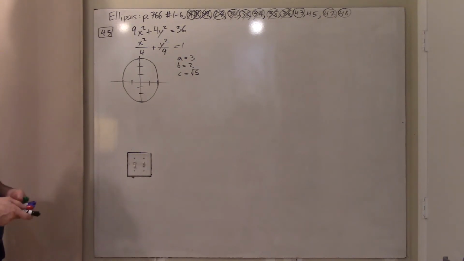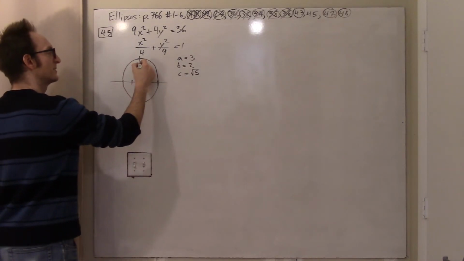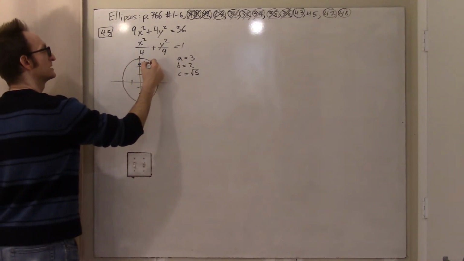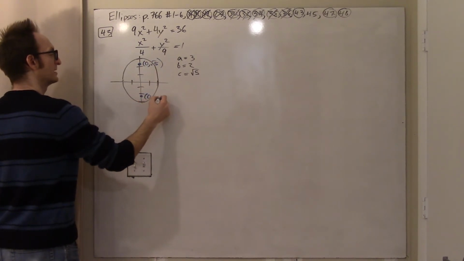What's root 5? You know, it's a little bit more than 2, 2.2, something like that. So it's going to be over here. There's going to be this point (0, root 5), and there's this other point (0, negative root 5).